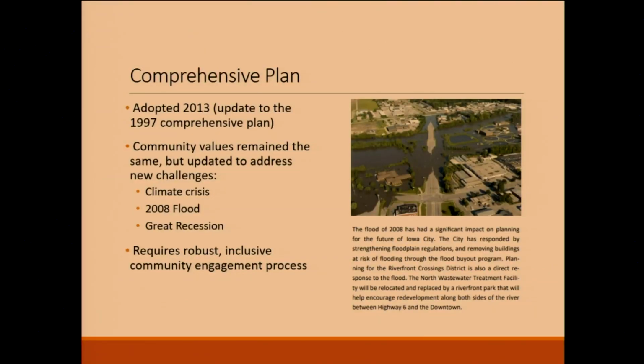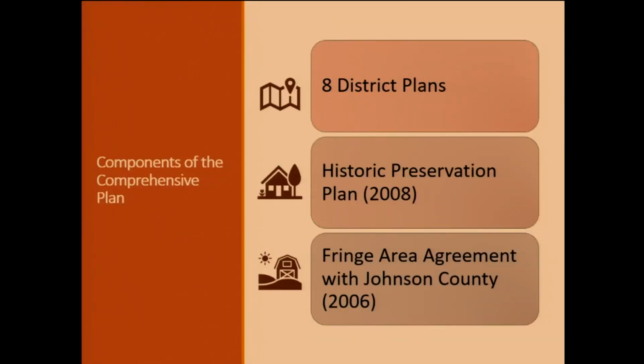The comprehensive plan was adopted in 2013. It was an update to the 1997 comprehensive plan. And when that update occurred, many community values were the same, but it was updated to address new challenges, such as the climate crisis, the 2008 flood, as well as the Great Recession. And as is the case with any comprehensive planning process, it requires a robust and inclusive community engagement process.